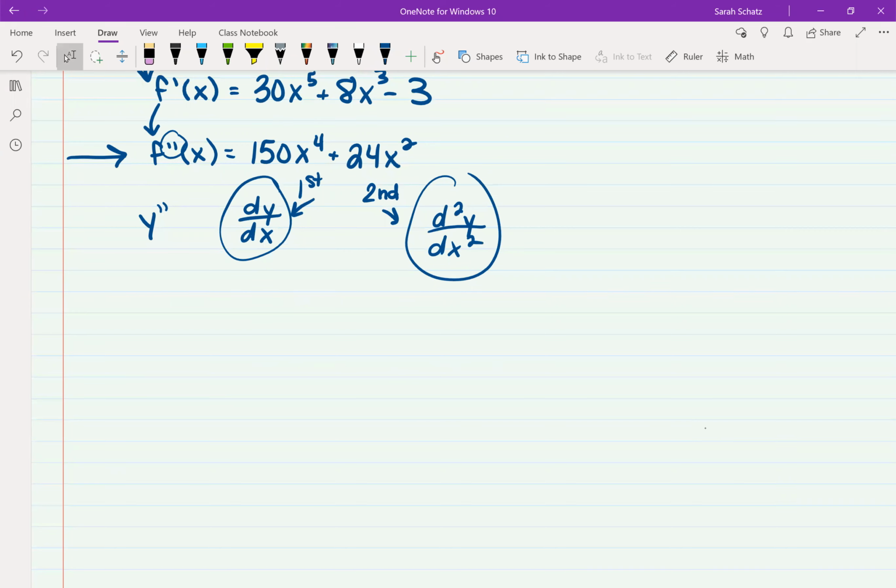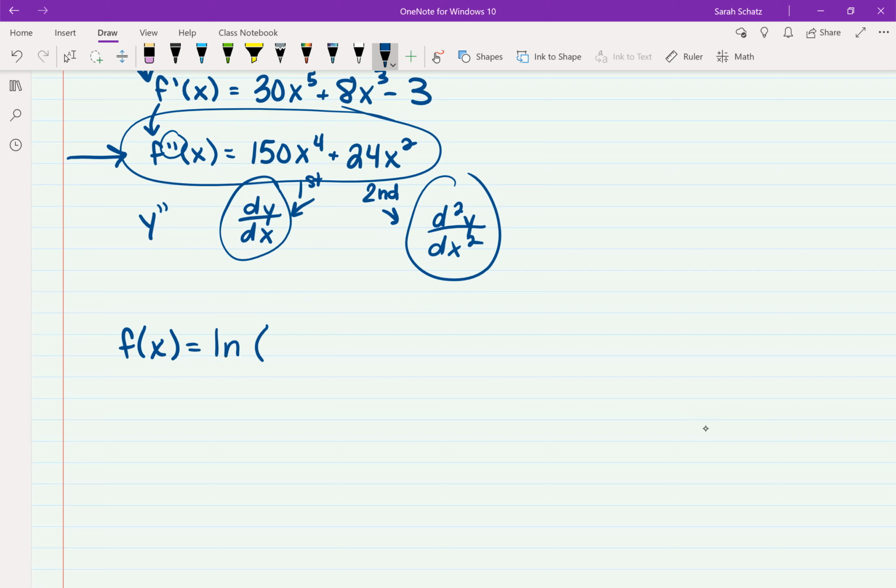So let's do some more. This was the basic power rule. You just keep doing the power rule. That's too easy, right? Let's do something different. Let's do f of x equals the natural log of x plus 5.